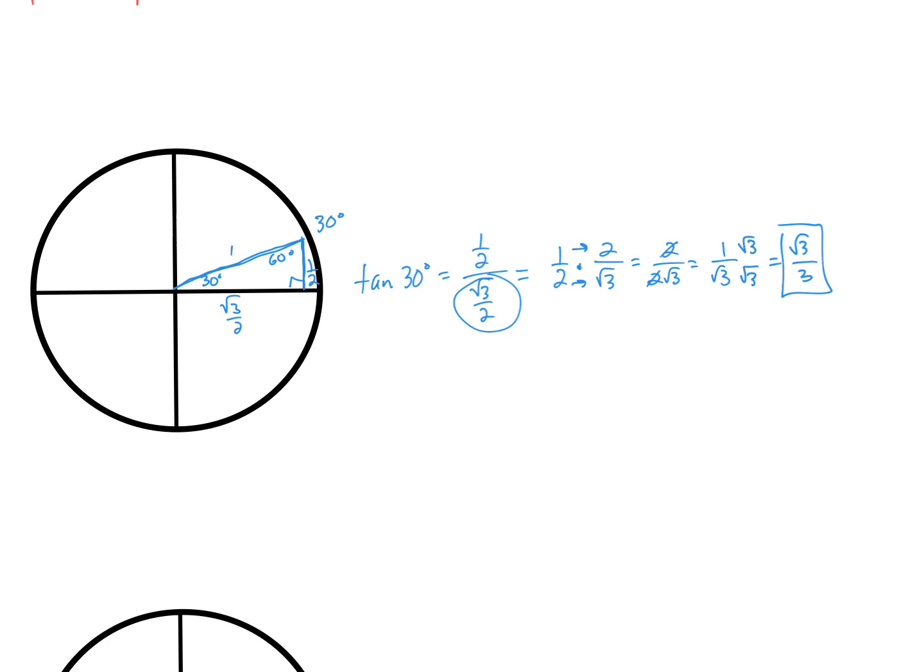So a little bit more work than the 45s. We have to do some dividing fractions and then flipping, multiplying, reducing, all that stuff. Okay, so the tangent of 30 is root 3 over 3.